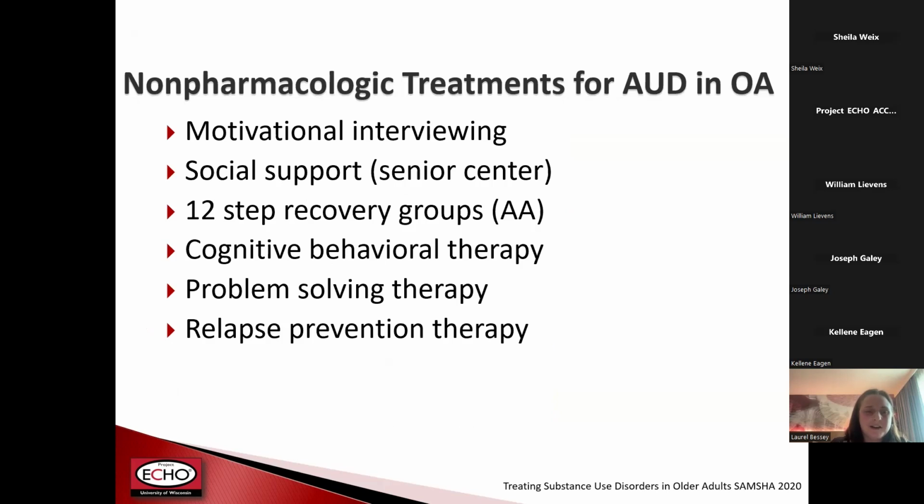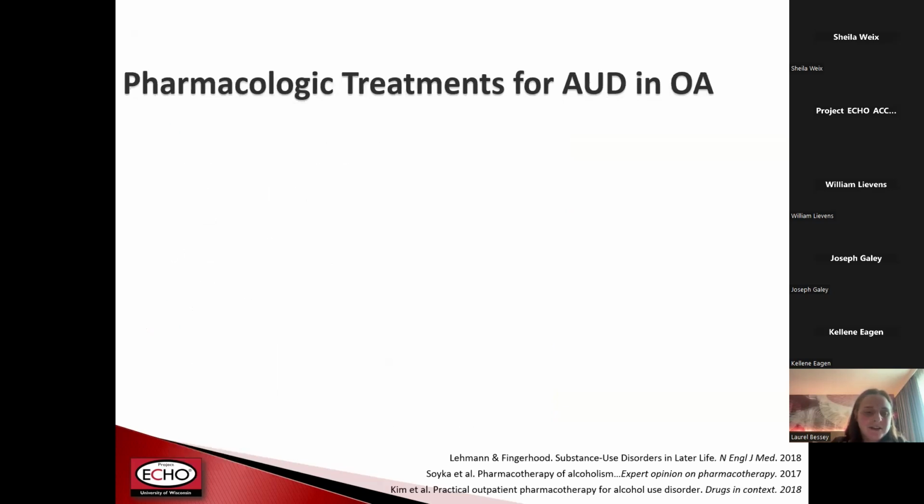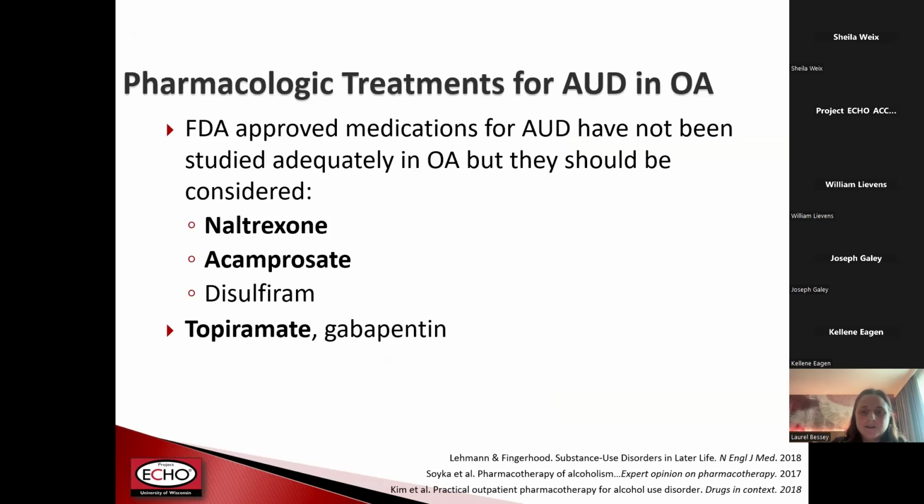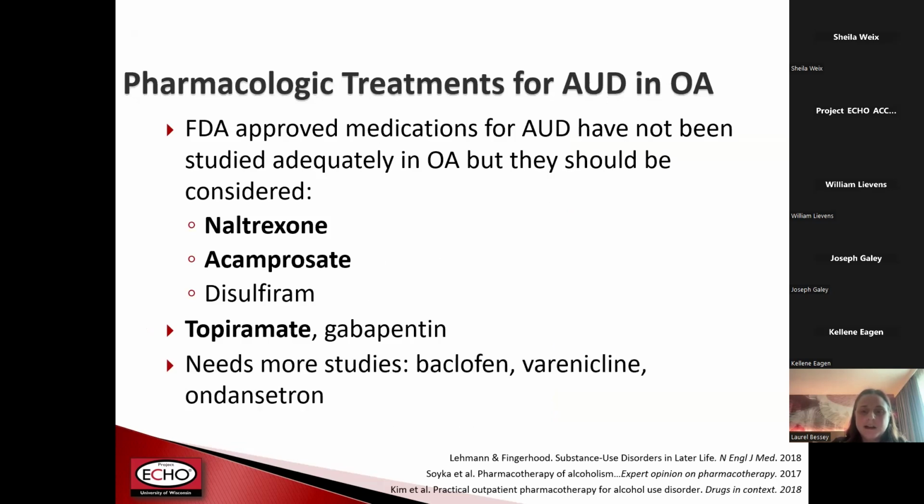Many of the non-pharmacologic treatments for alcohol use disorder in older adults are the same as for younger adults. Next slide. For pharmacologic treatments, there are only 2 randomized control trials of naltrexone for alcohol use disorder in older adults. Both indicated that it was better than placebo. And in older adults, I preferentially use naltrexone, acamprosate, and topiramate over others just because of risk of side effects and medical comorbidities.